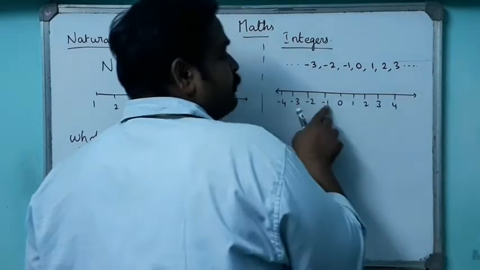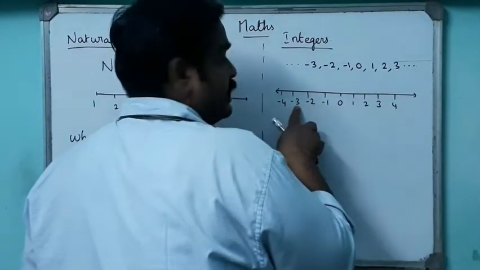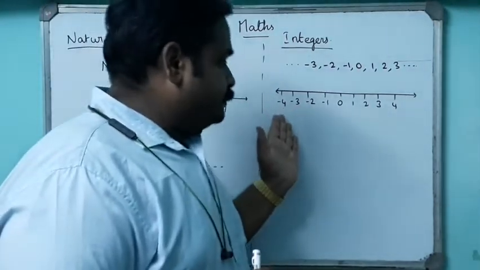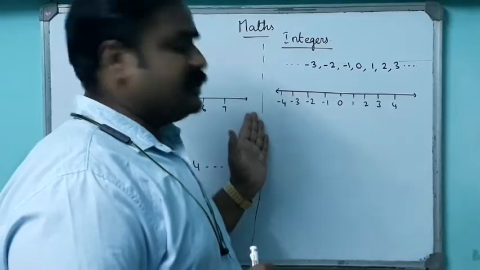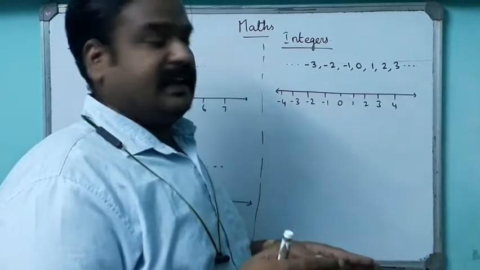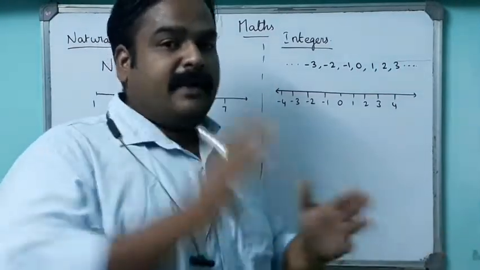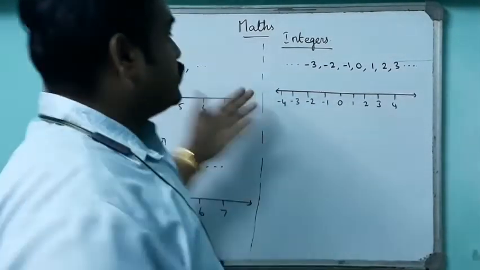In the same way, minus 1 is greater than minus 2, minus 2 is greater than minus 3, and minus 3 is greater than minus 4. As we can see, even in the negative numbers, if you proceed from left to right, the value of the number increases, it does not decrease. In negative values, if the number is big, the value is small. If the number is small, then the value is big. Clear with the idea? So these are integers.